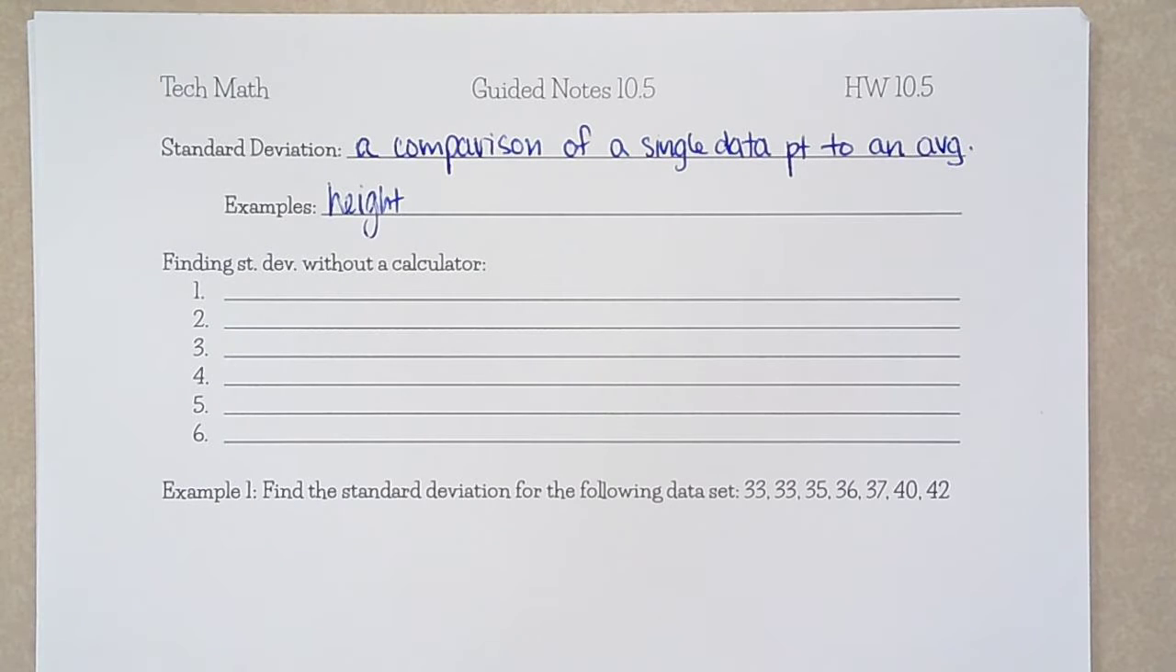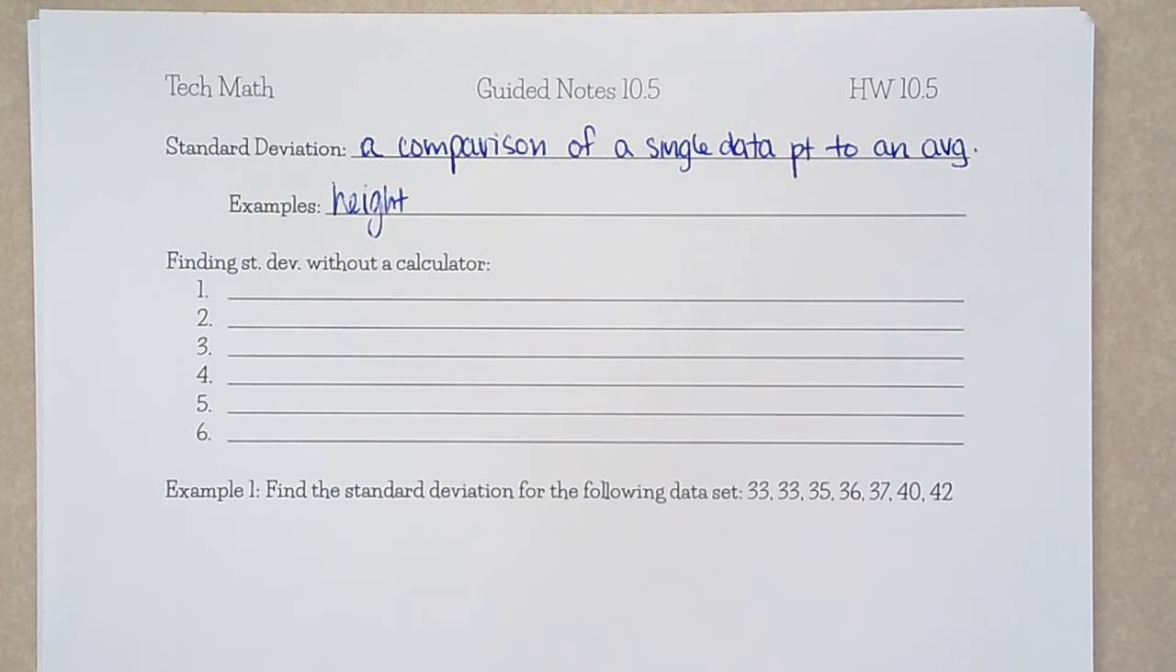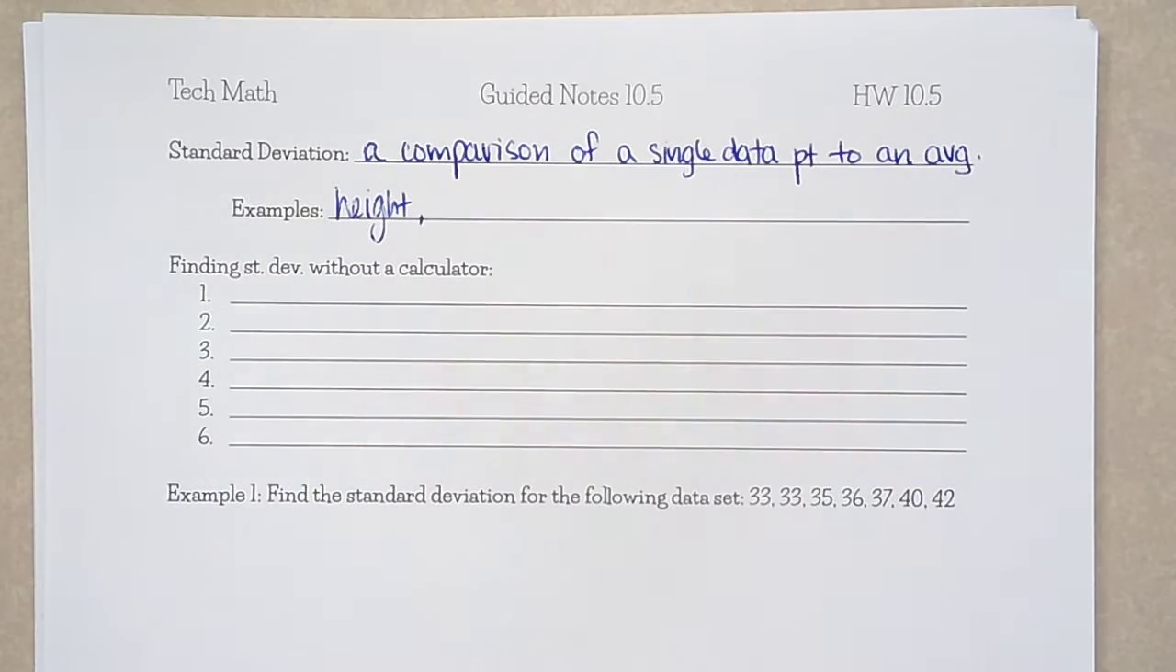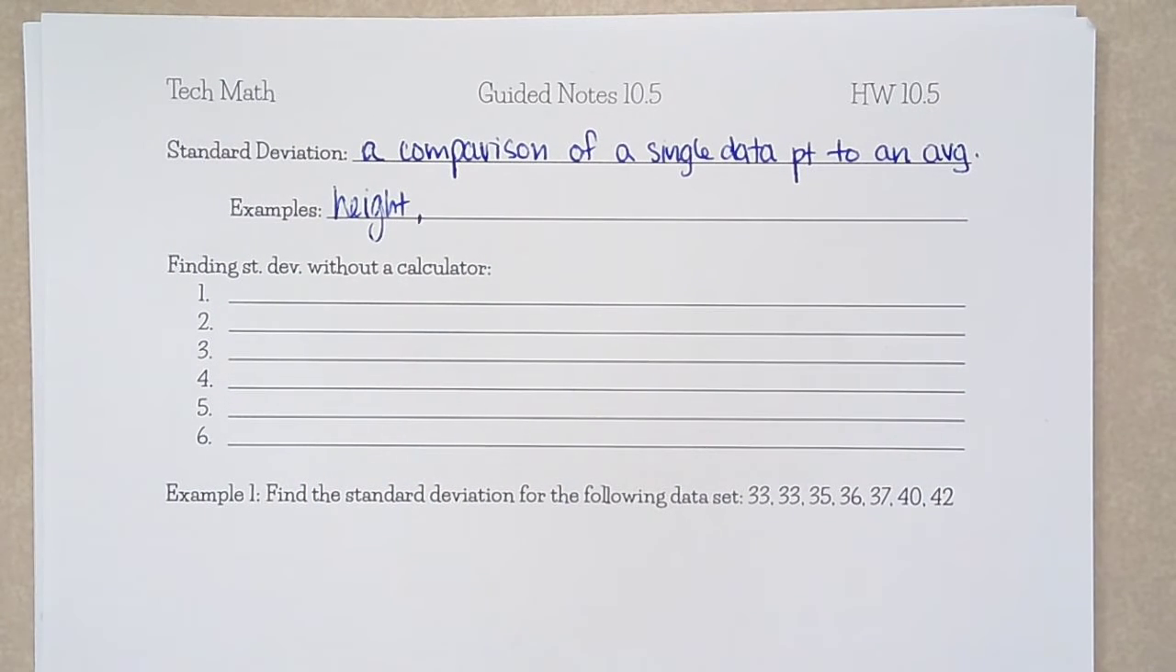So standard deviation gives us a more mathematical way to look at how people and things vary. Height is one. Any kind of data set can have a standard deviation because it's just a comparison of any points in that set to the average. So I want you to think of a few more examples, and once you've done that, we'll jump back in.